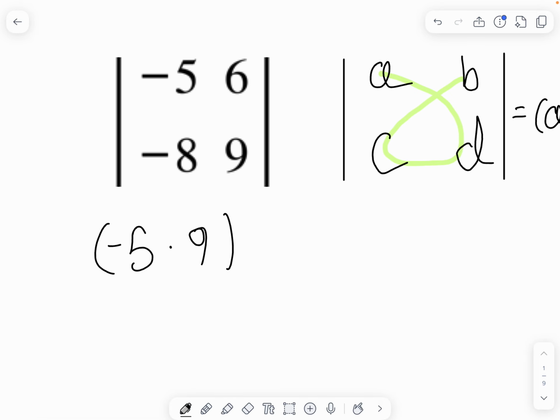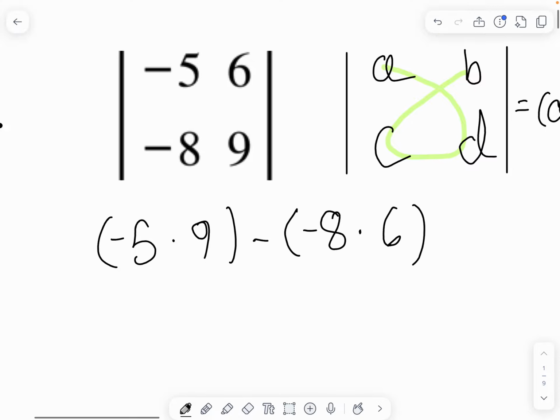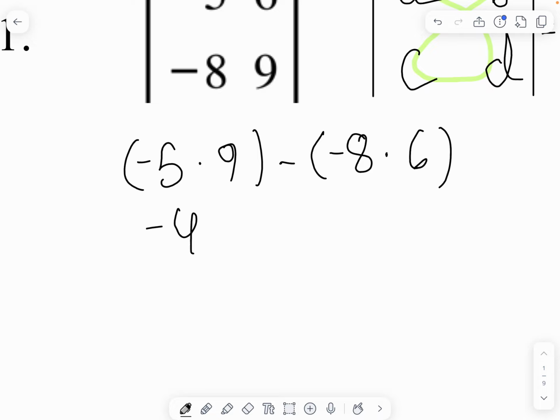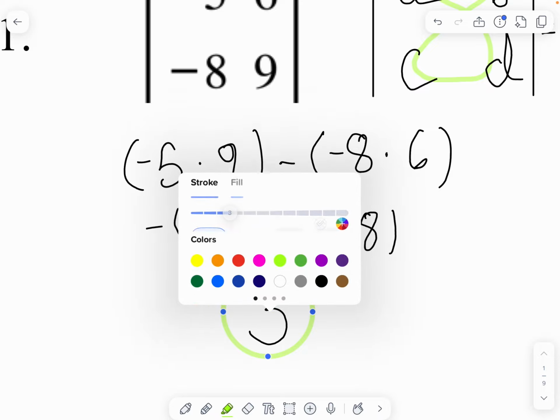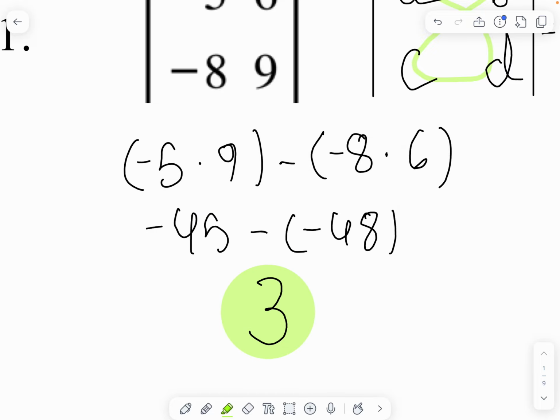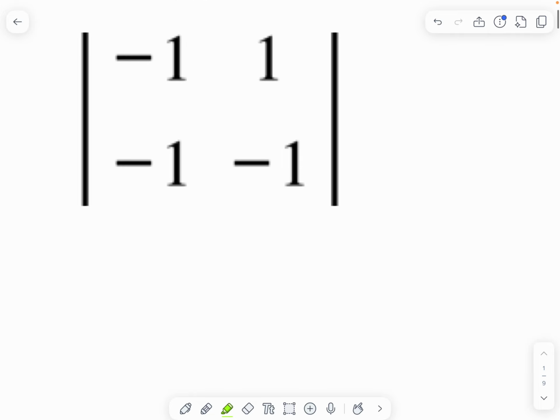So negative 5 times 9 minus negative 6 times 8, or negative 8 times 6. So this goes to negative 45 minus negative 48, which equals 3. So this is our answer. Next one.